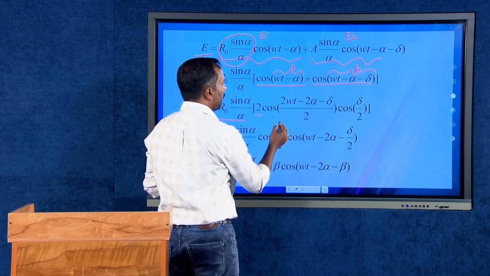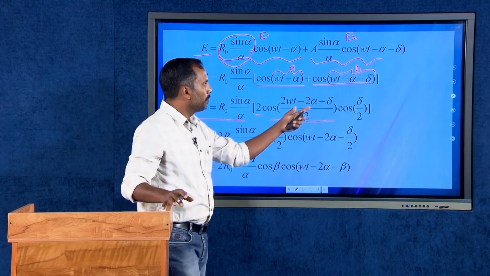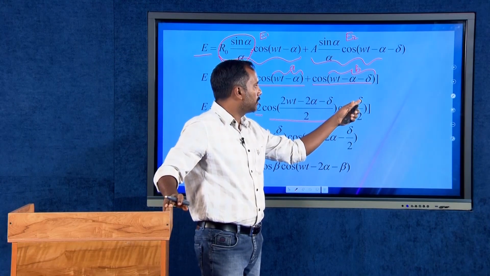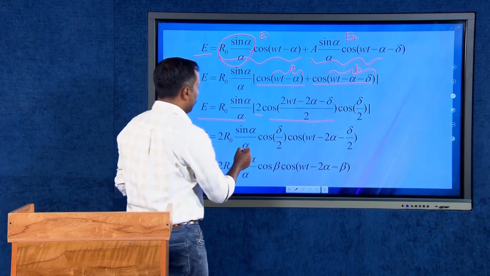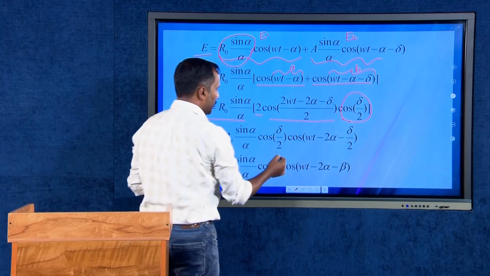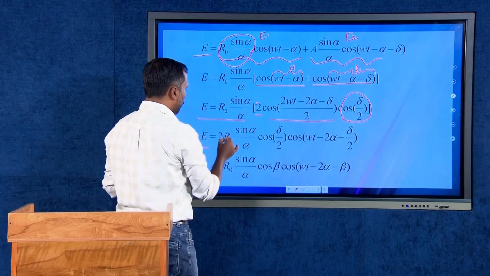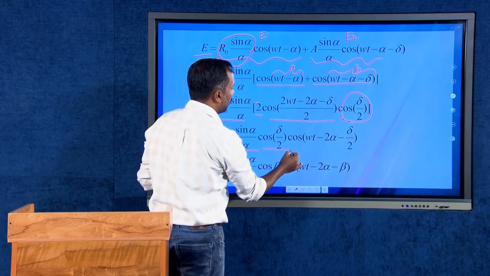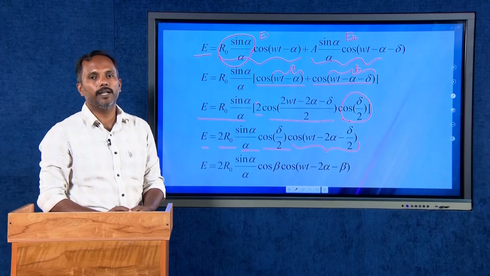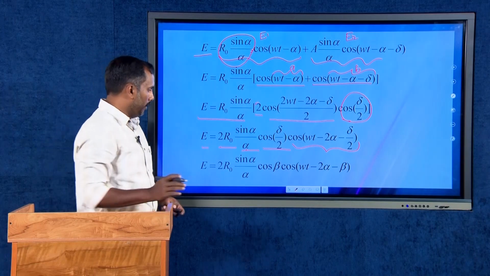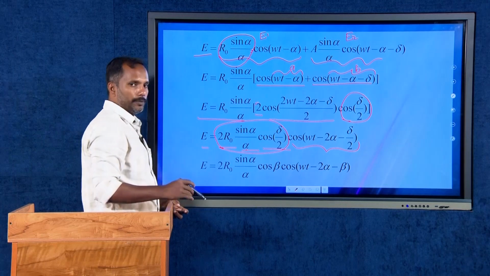So, 2 cos of (A plus B) by 2 gives us cos of (2 omega t minus 2 alpha minus delta) divided by 2, and cos of (A minus B) by 2 gives us cos of delta divided by 2. Here delta is the phase difference, and cos delta by 2 is a constant term. So E is equal to 2 R0 sin alpha divided by alpha cos of delta by 2, and this factor gives the amplitude, while the remaining cosine represents the variation of the displacement of the field at that particular point.